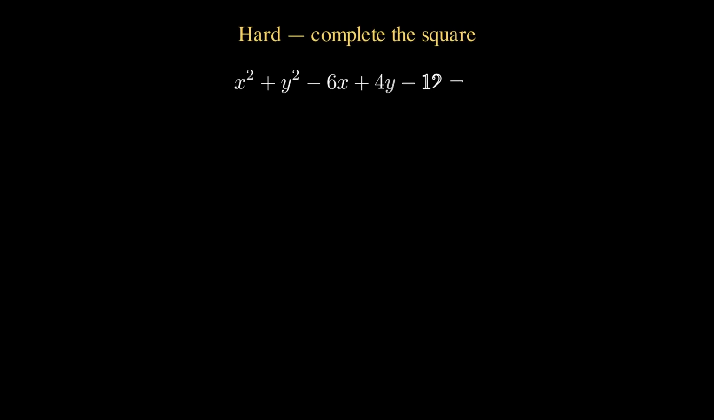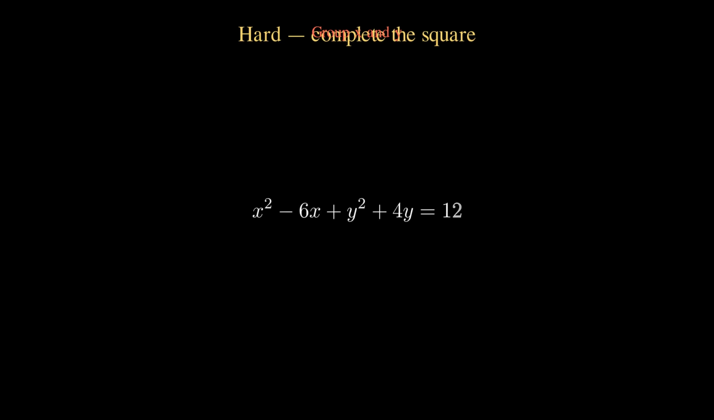Complete the square when the equation is expanded. Harder style, start from general form. Suppose x squared plus y squared minus 6x plus 4y minus 12 equals 0. Move the constant to the right and group x terms and y terms. You get x squared minus 6x plus y squared plus 4y equals 12.